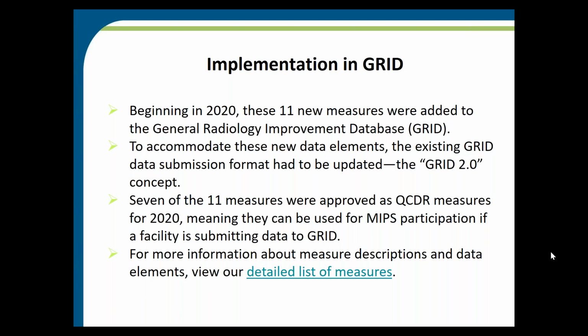Now, 7 of these 11 measures were approved by CMS to be QCDR measures for 2020. So that's only relevant to people that are participating in the MIPS program. But if you are participating in MIPS, you can submit these measures through the GRID registry and then get credit for your MIPS participation. So 7 of these measures are available for MIPS, and you only have to have 6 measures total. And that's in addition to the GRID turnaround time measures that are already QCDR measures and are available for MIPS reporting.